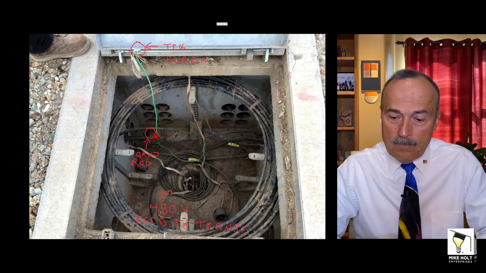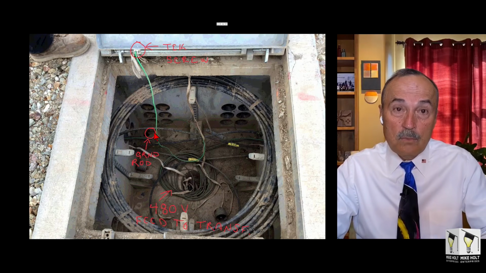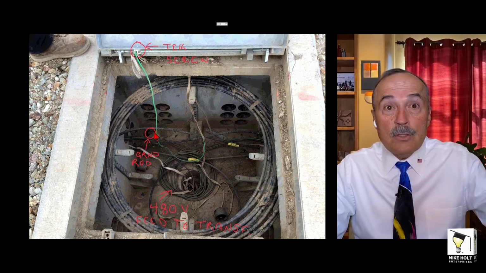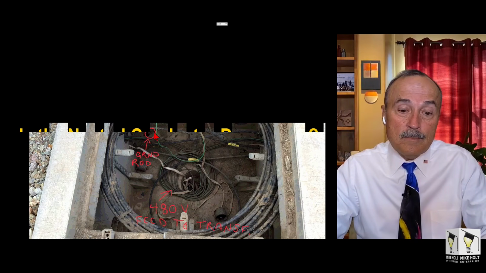There's nothing in the code that says the cover of a manhole has to be connected to an effective ground fault current path. So guess what you do? You don't do this. What do you do if it's in the specs? I guess you do it. It's in the plans and the specifications.